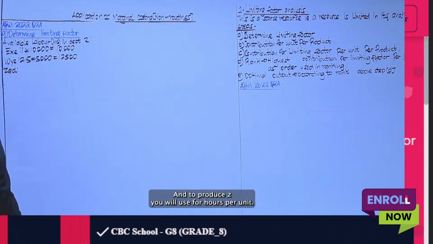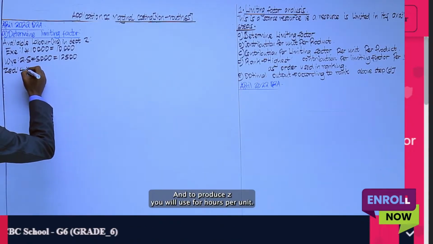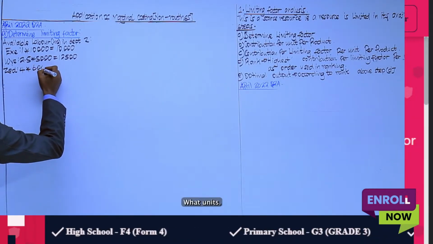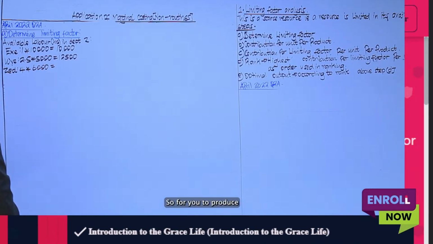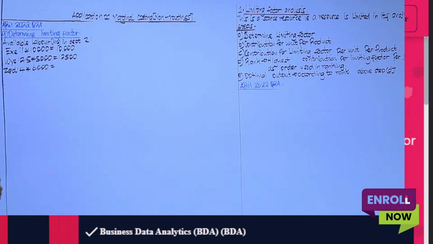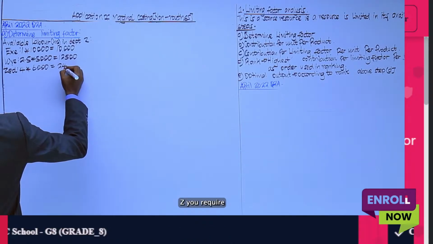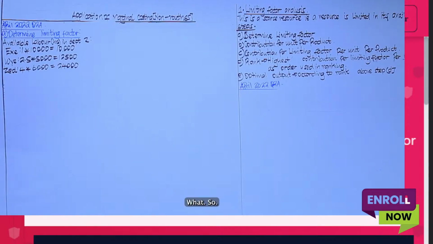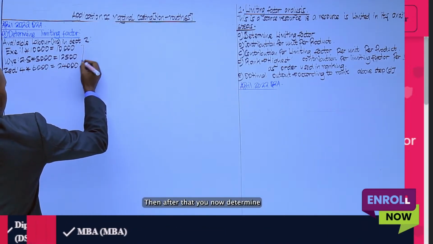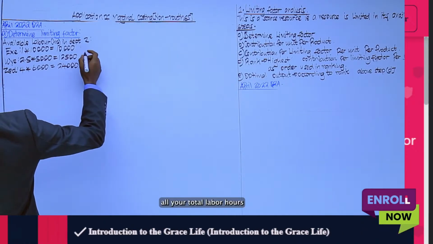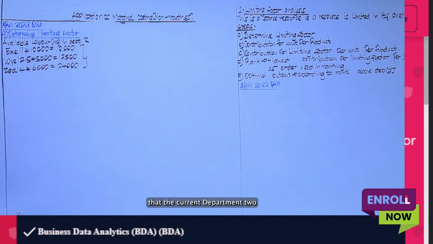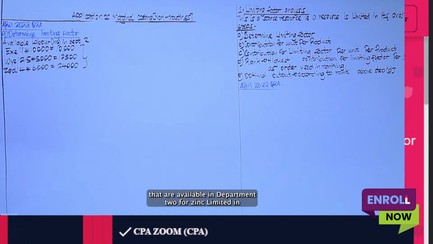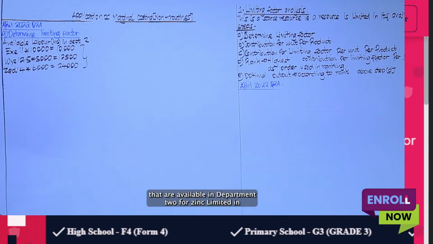The third product is Z. And to produce Z, you will use 4 hours per unit. You multiply that by your current production, which is 6,000 units. So for you to produce Z, you require 24,000 labor hours in Department 2. Then after that, you now determine all your total labor hours that the current Department 2 has. All the labor hours that are available in Department 2 for Zinc Limited.